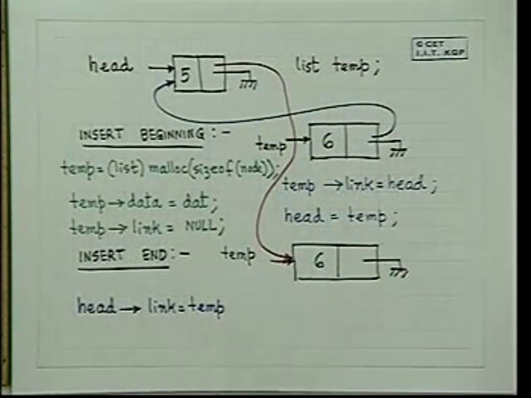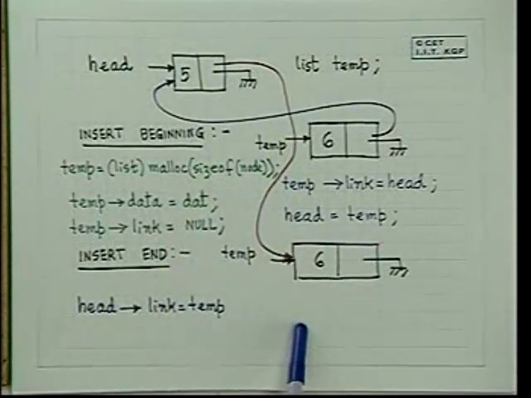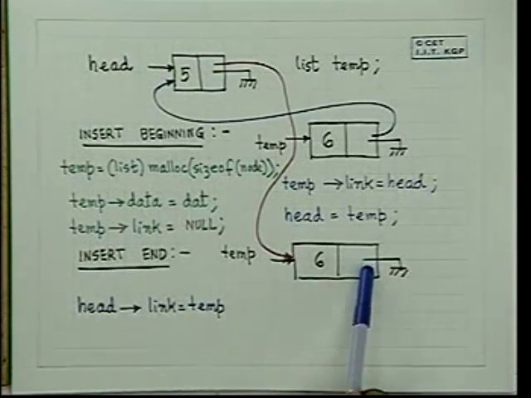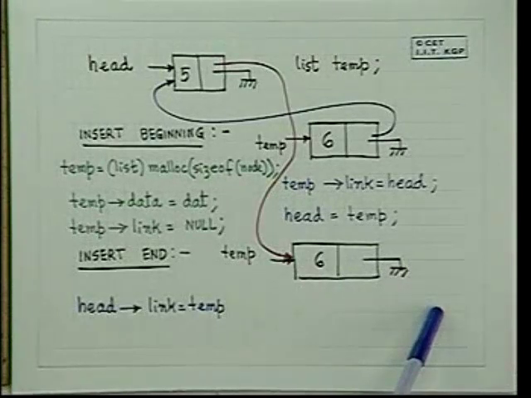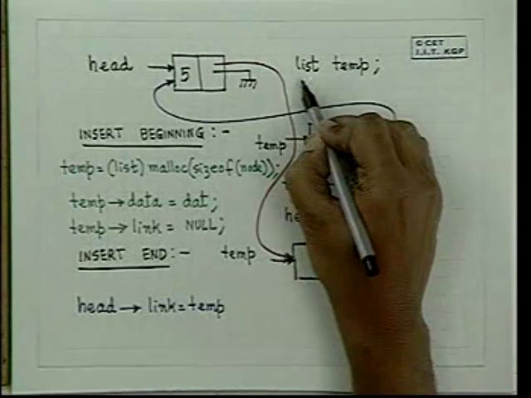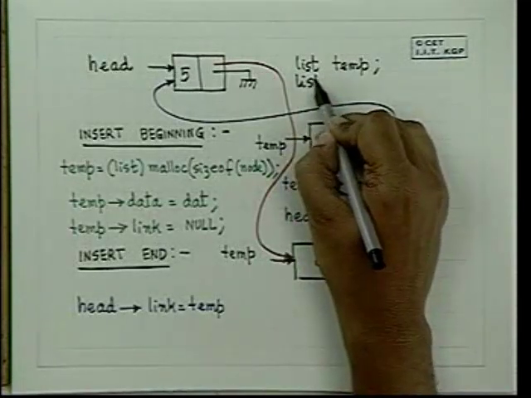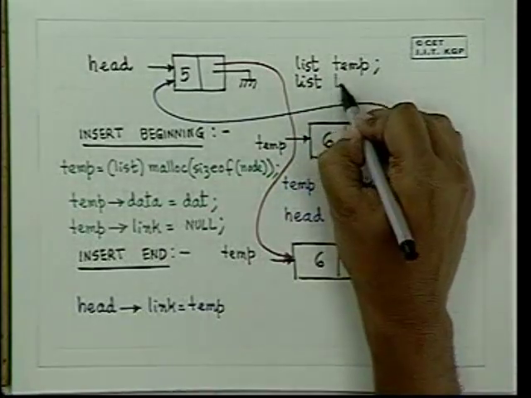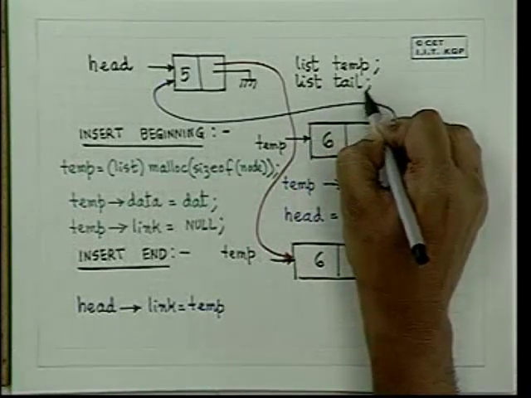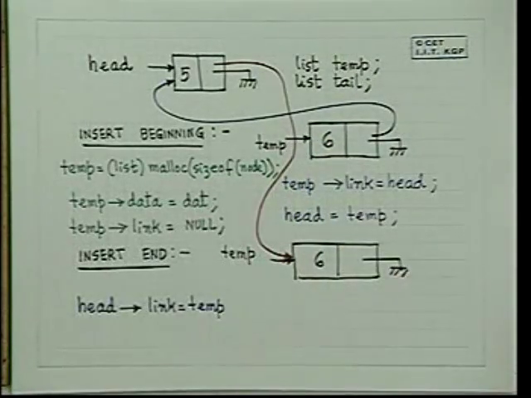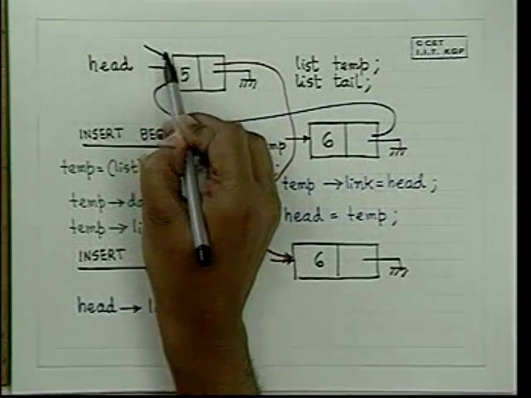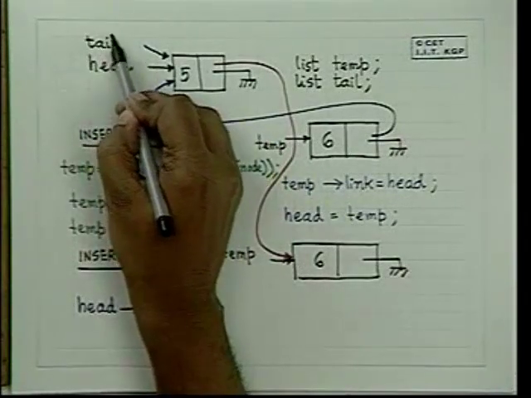But next time, suppose you want to allocate another element, then head dot next will be assigned temp will not work. It is actually the end of the list. Wherever is the end of the list, that should be assigned dot next. So, we have to maintain, along with head, another variable which marks the end of the list. Let us call it the tail of the list. When there is only one element, head and tail are identical.